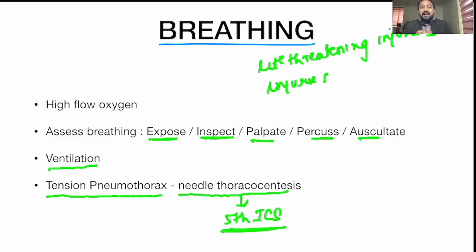So please remember that the life-threatening injuries have to be identified when assessing the breathing. It's not a detailed examination, rather a quick examination, right? Like a tension pneumothorax or even a massive hemothorax. So there are immediately life-threatening injuries or potential life-threatening injuries, which we shall discuss in our subsequent videos, right?